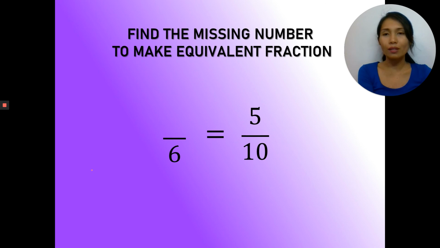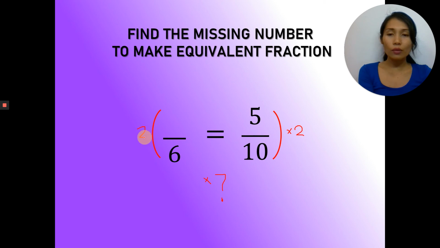I'm not sure. Okay, let's find the missing number again. What are you going to multiply to 6 to get the answer of 10? Nothing. So as I've said, if we cannot use this way, let's try the other way. What will you multiply to 5 to get the answer 10? 5 times 2 equals 10, or 10 divided by 2 equals 5.